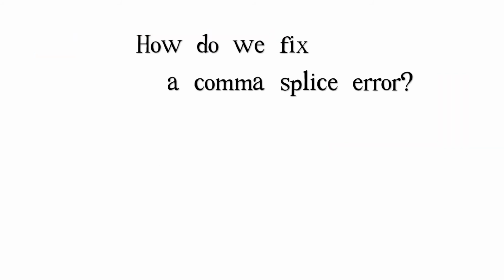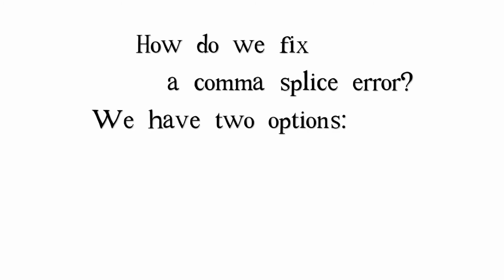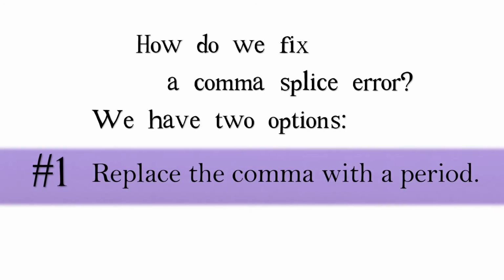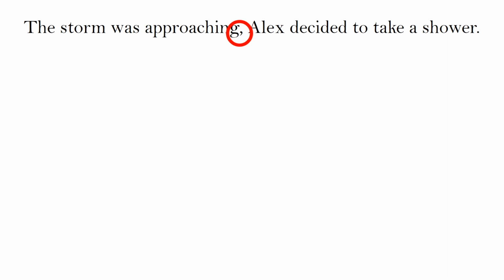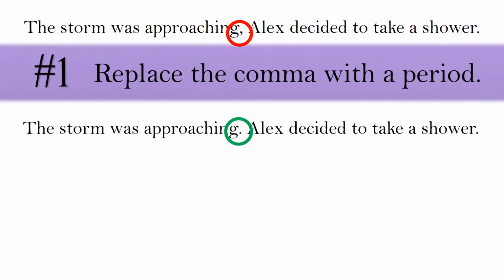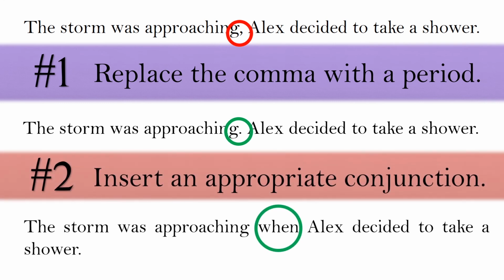How do we fix a comma splice error? We have 2 options. First, we can replace the comma with a period. Second, we can insert an appropriate conjunction. In this example, let's try replacing the comma with a period. And this is what it looks like when we insert an appropriate conjunction.